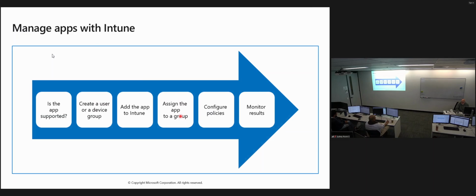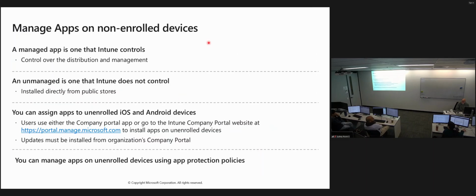Managing apps on non-enrolled devices. A managed app is one that Intune controls, with control over the distribution and management. An unmanaged app is one that it doesn't control. So what do they mean by that? Well, where somebody goes and installs something directly from a public store. If you install something directly from a public store, you'll be using your Microsoft account to do that, not your Azure AD account. So that's being done from a personal context, basically.